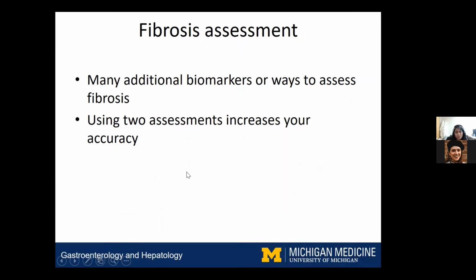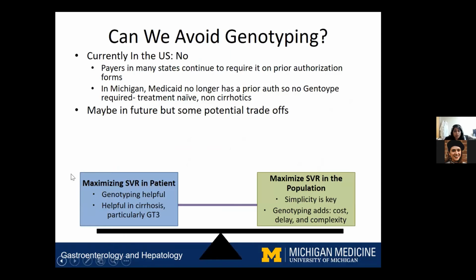So there are a number of proprietary tests I mentioned, and additional biomarkers or ways to assess fibrosis. I think the bottom line is to think about using more than one assessment when you're doing these less invasive tests, and that will increase your accuracy. And really what you want to know is, does somebody have cirrhosis, or have you ruled them out for cirrhosis before you start, because the management and treatment all changes.